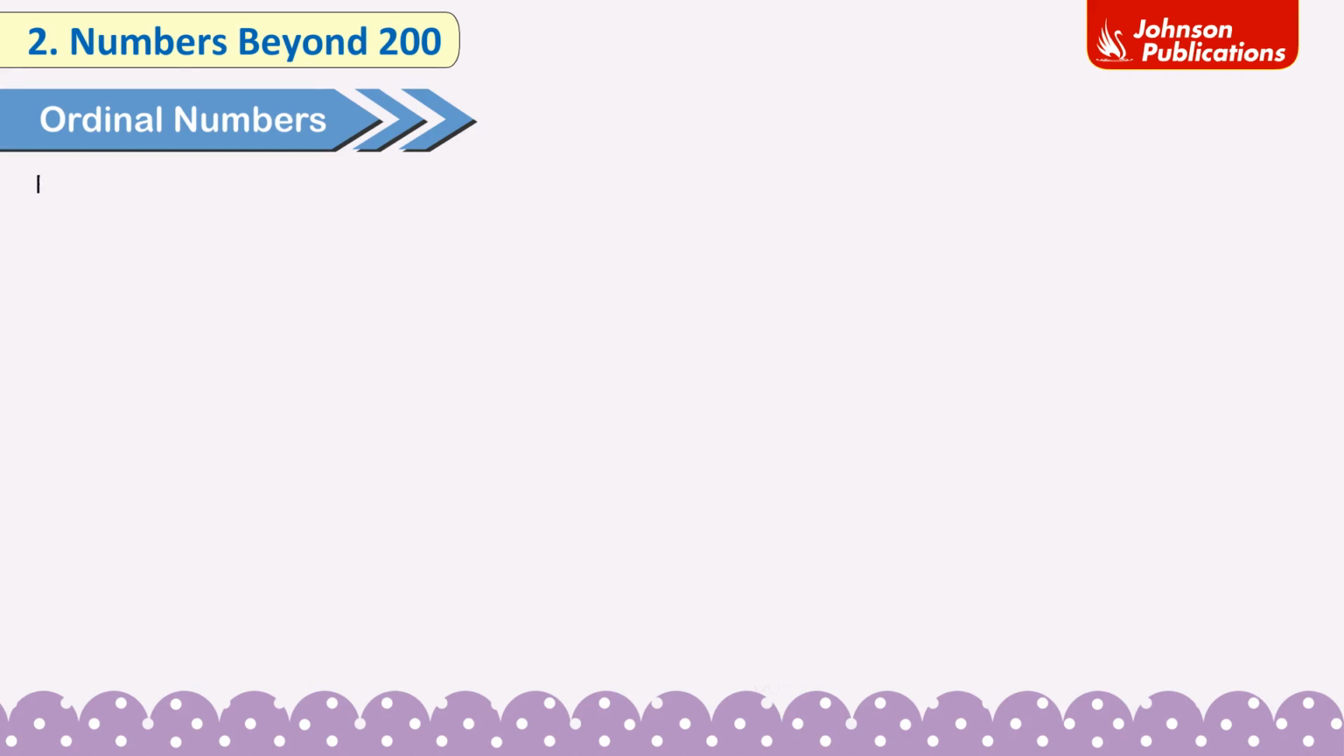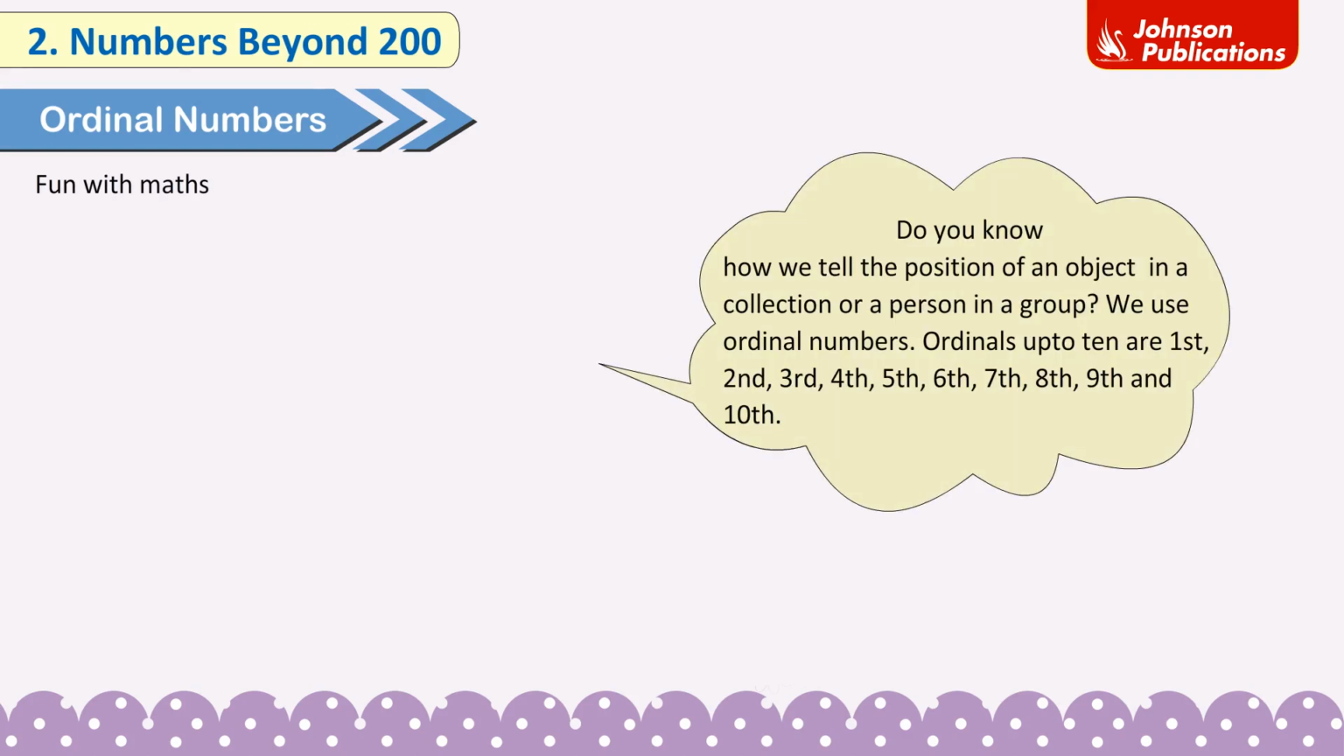Ordinal numbers. Fun with maths. Do you know how we tell the position of an object in a collection or a person? In a group, we use ordinal numbers. Ordinals up to 10 are first, second, third, fourth, fifth, sixth, seventh, eighth, ninth and 10th.